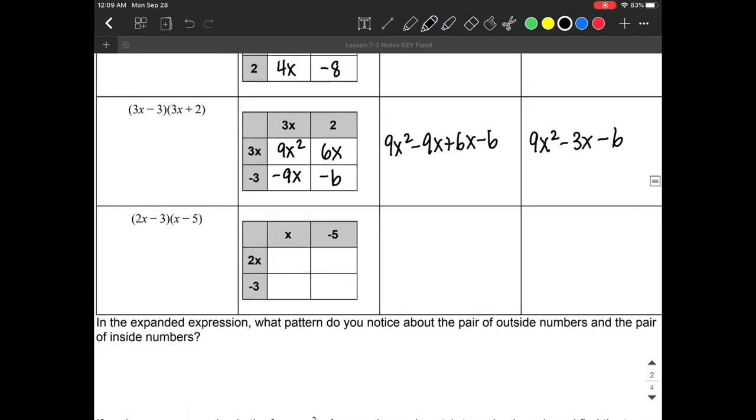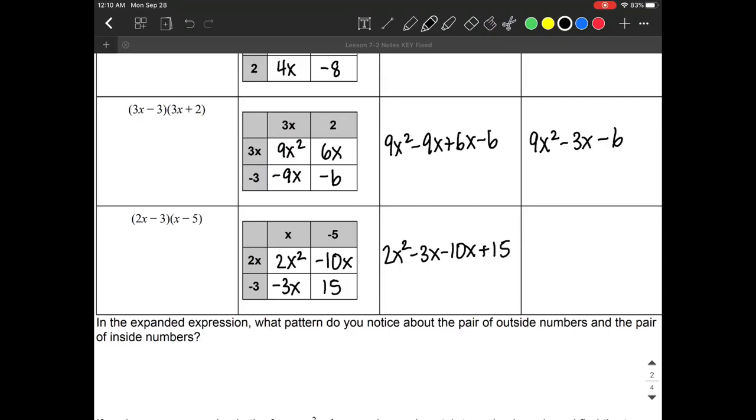And then last, I have 2x minus 3 times x minus 5. 2x times x is 2x squared. X times negative 3 is negative 3x. 2x times negative 5 is negative 10x. And negative 5 times negative 3 is positive 15. If I add these all up, my expanded form is 2x squared minus 3x minus 10x plus 15.